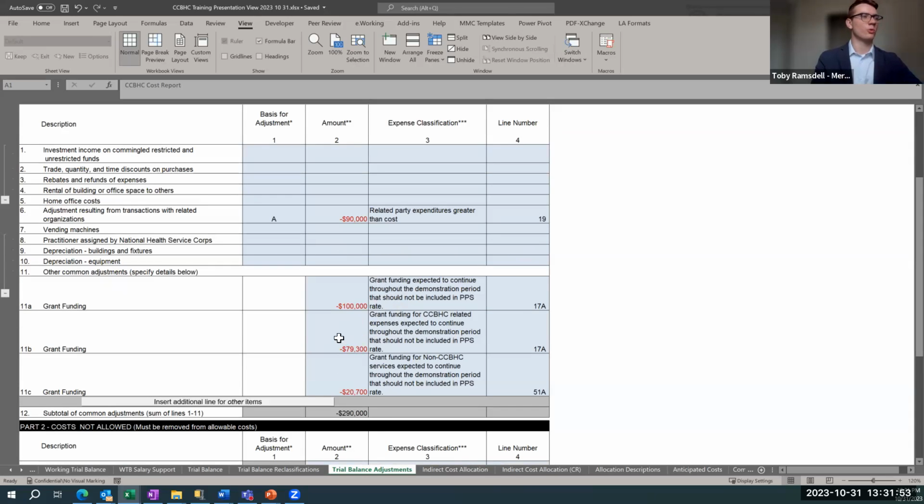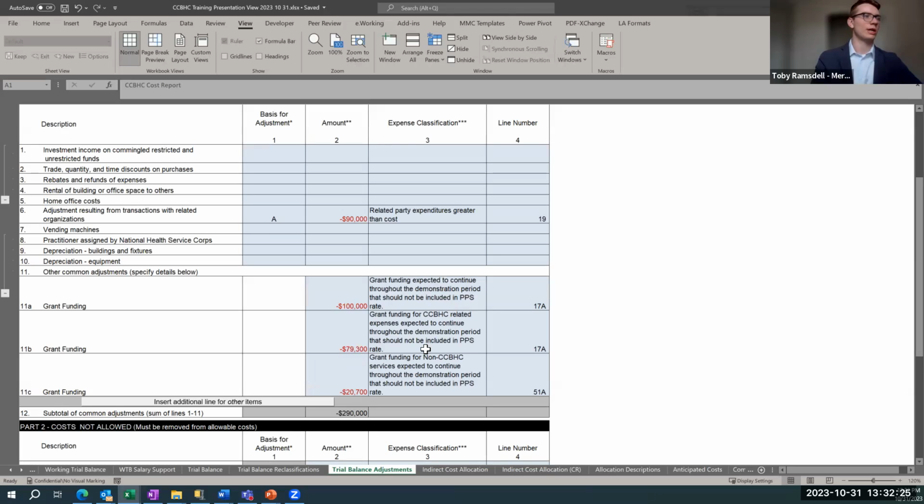Here's 2 grant funding examples, sorry. The first grant funding example is an example of grant funding expected to continue throughout the demonstration period that should not be included in the PPS rate. So this is grant funding for a CCBHC grant. And so that entire $100,000 is removed from the cost report since that grant supports only CCBHC services.